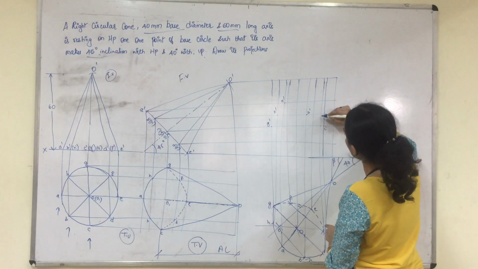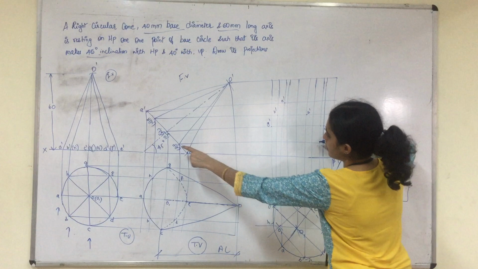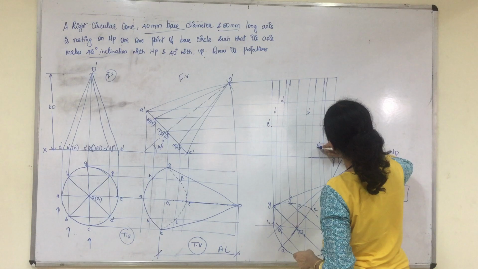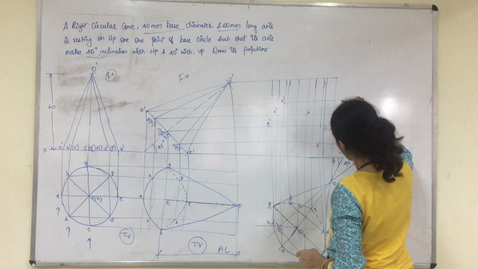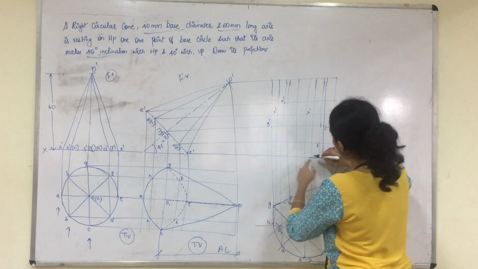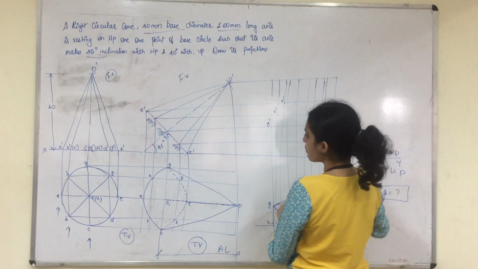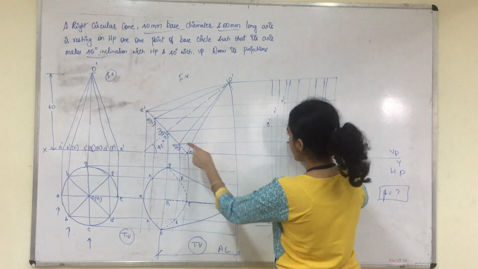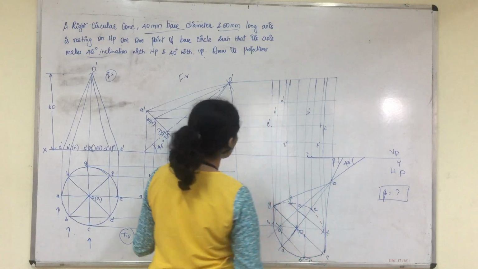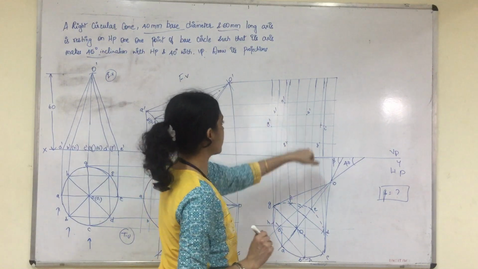And the locus of D is meeting D dash at this point, so this is our D dash. Okay, and then the locus of E is meeting E dash on the XY line, so this is our E dash. And the locus of F is meeting F dash at this point, so this is our F dash. Right? So we now got all the projections of the base circle.